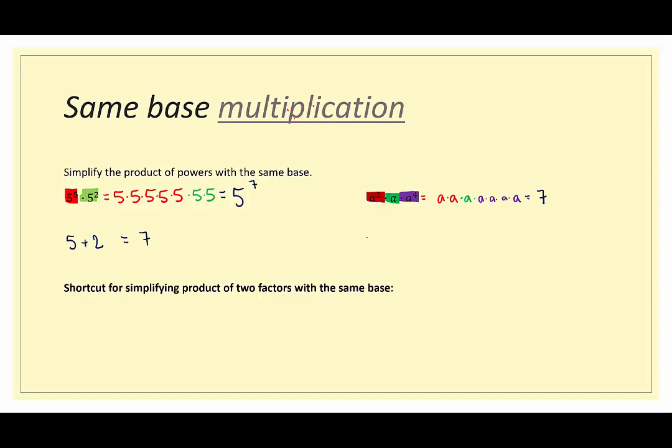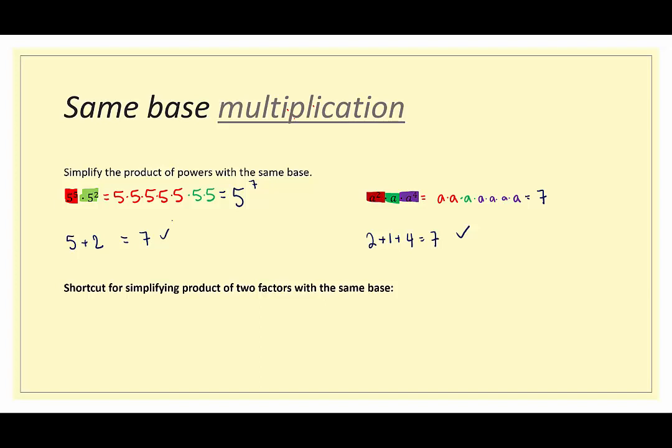Okay, so is there a relationship here? We started with an exponent of 2. Here we have an exponent of 4. What about that a in the middle? That's that invisible exponent. It has an exponent of 1. And if we add these together, we do end up getting 7. So the system works. And that absolutely is the shortcut for what we call same base multiplication.